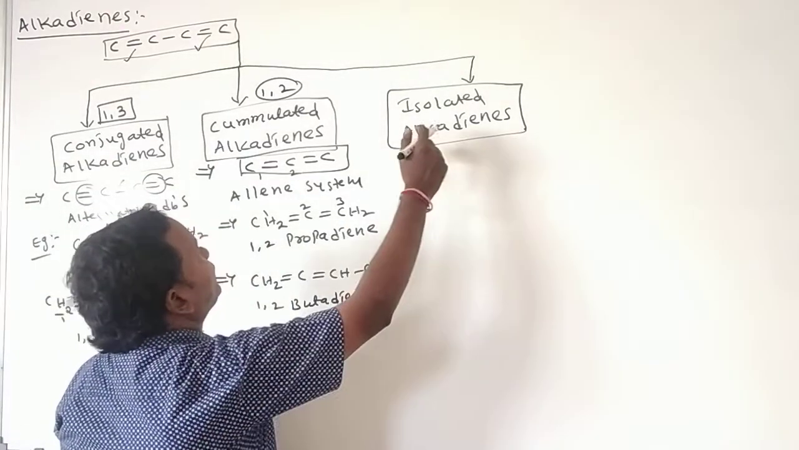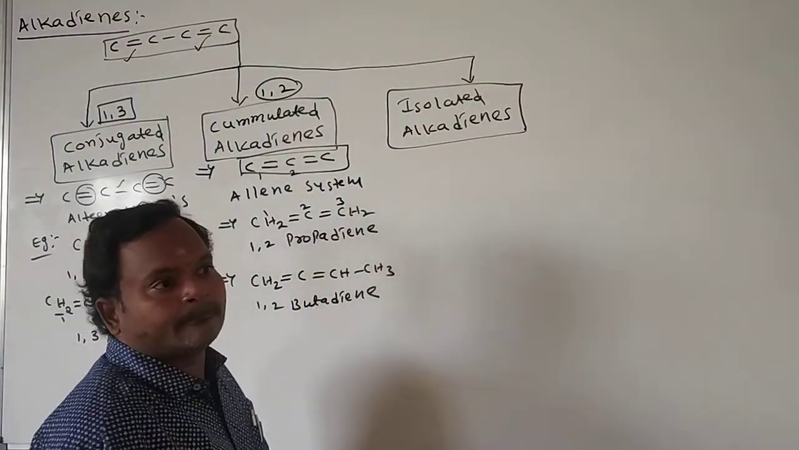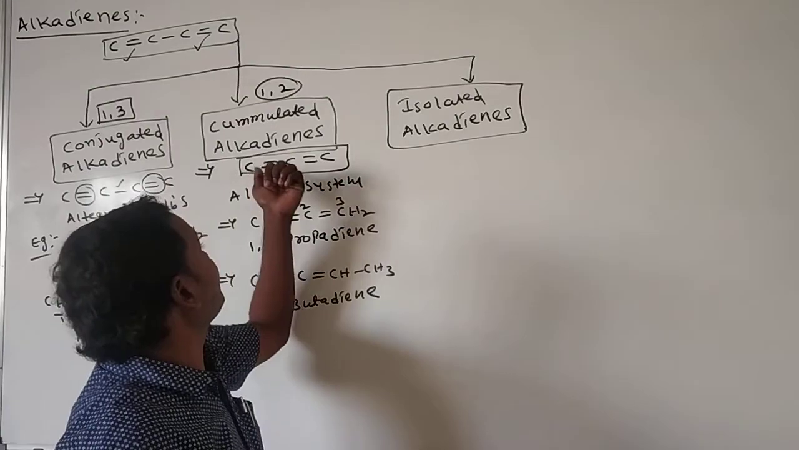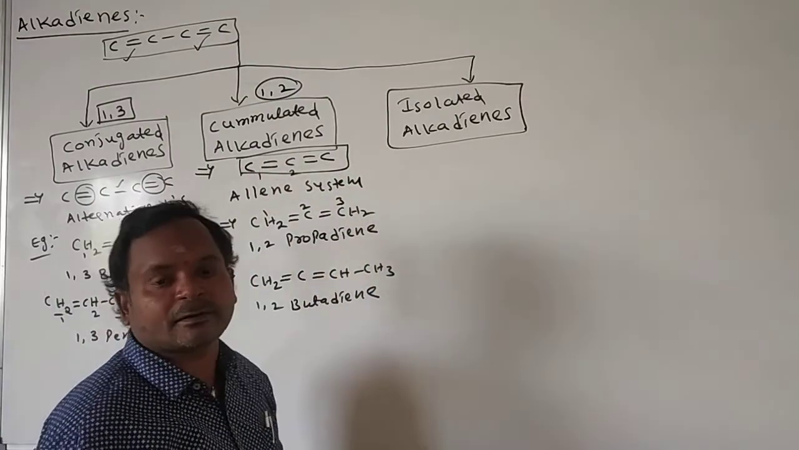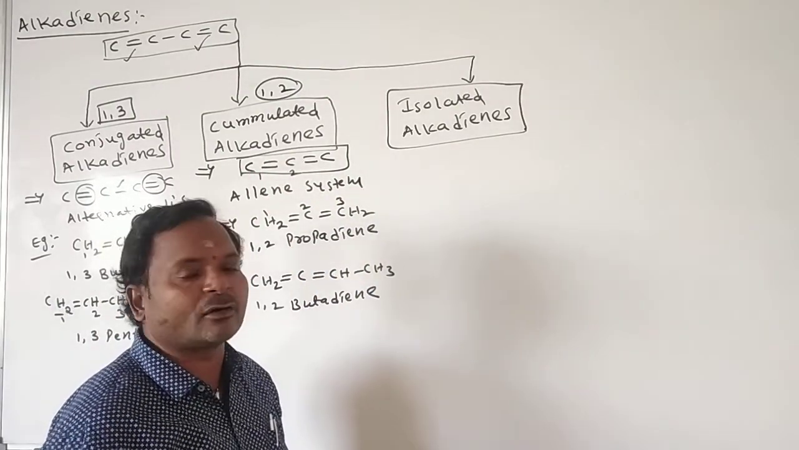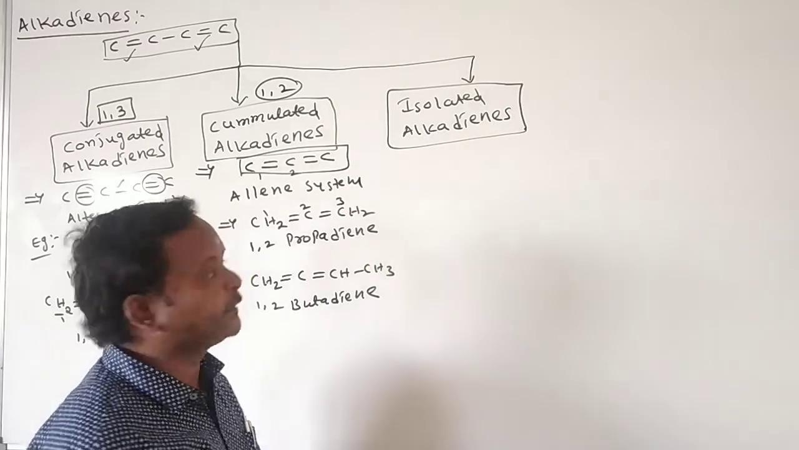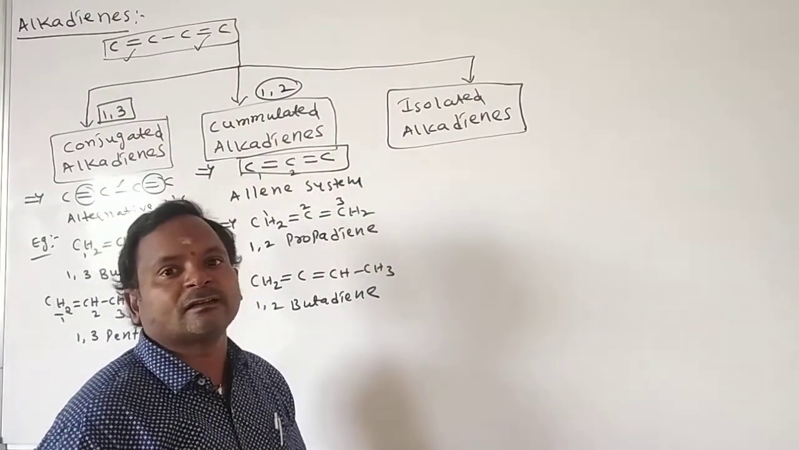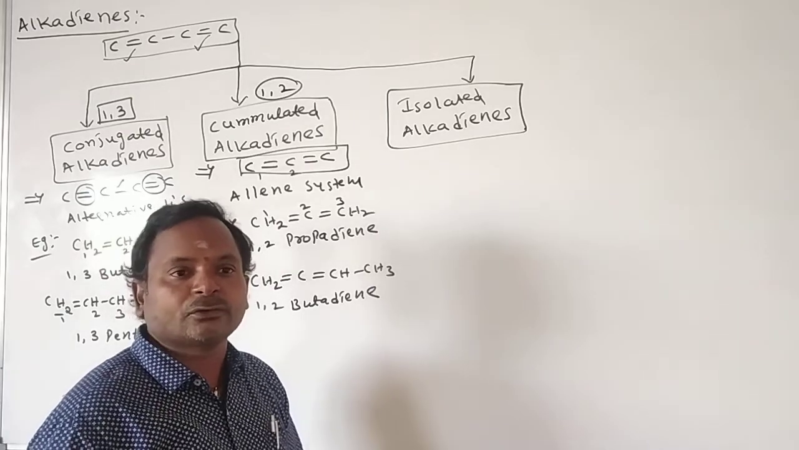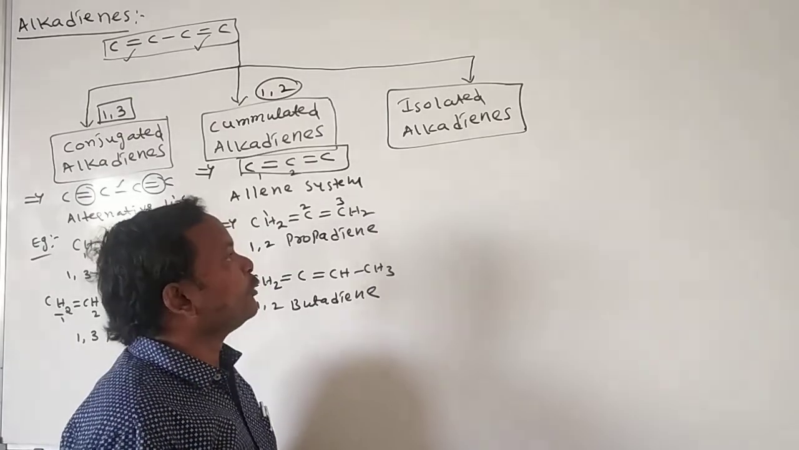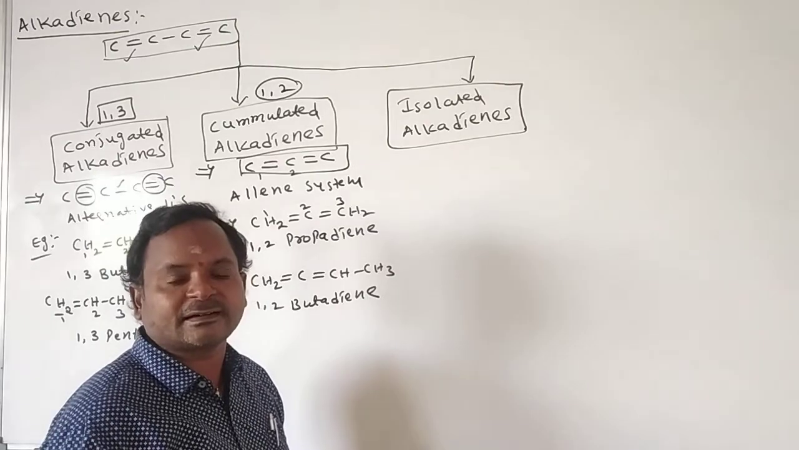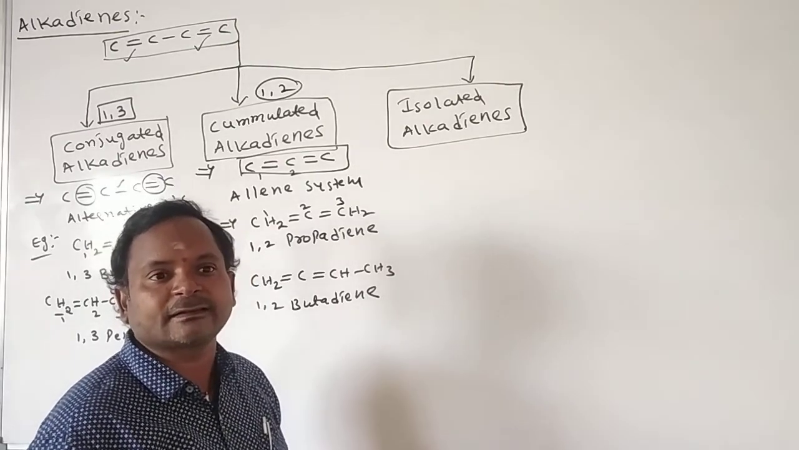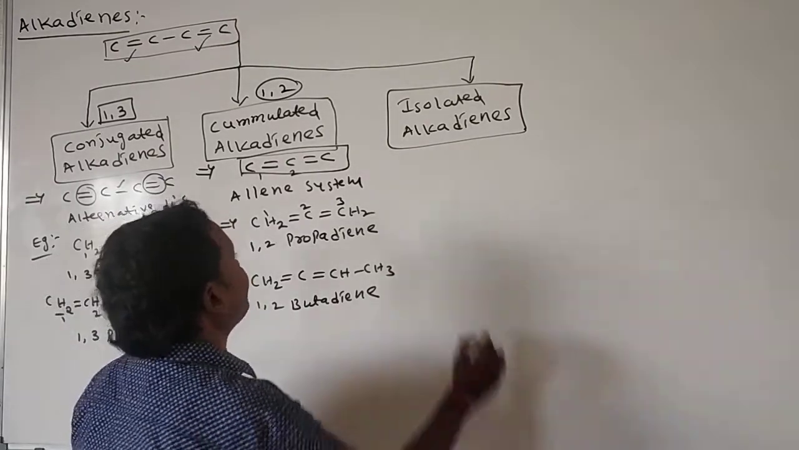Next, in continuation, we'll see, okay, what is cumulated? If two double bonds are present on adjacent carbon atoms, we call them cumulated alkadienes. If two double bonds are separated by more than one single bond, such dienes we call isolated alkadienes.